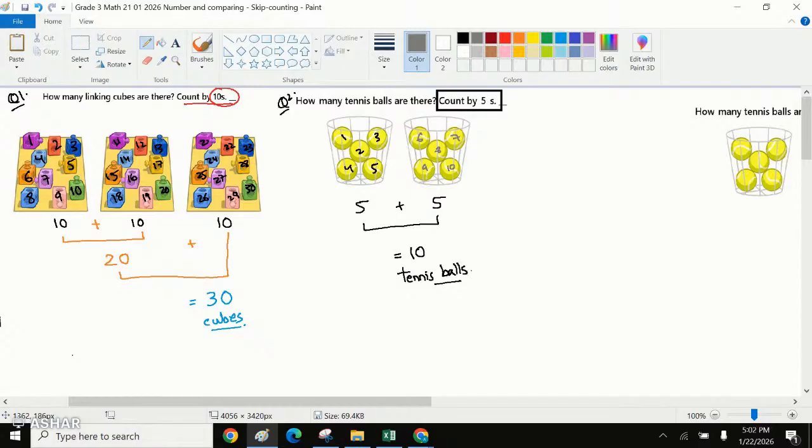It would be 10, right? 10 means there were 5 in the first and 5 in the next. That means 5 plus 5. Either we could count 1, 2, 3, 4, 5, 6, 7, 8, 9, 10. Okay. But easier is to add. Yes. Thank you, Sami. Okay.